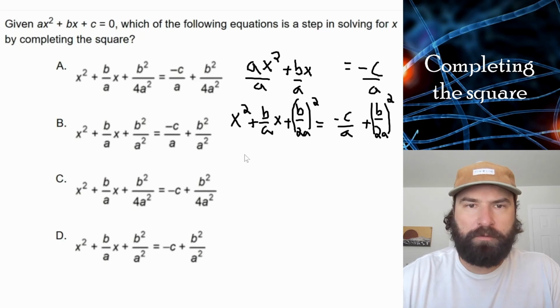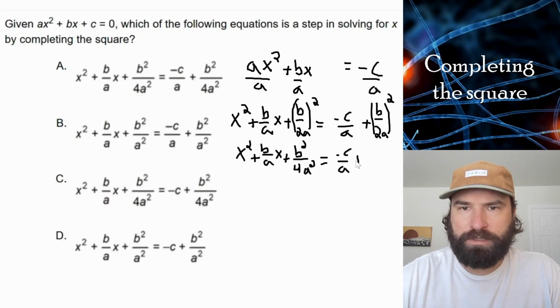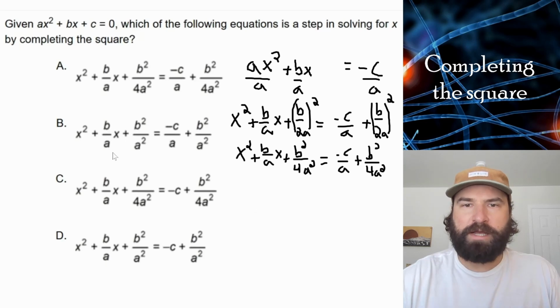When we square that out, we're going to get x squared plus b over a x plus b squared. I'm just distributing the square to the top and the bottom here. b squared goes on top, and then 2a squared would be 4a squared. That's going to equal negative c over a plus this same term after we square it, so it's b squared over 4a squared. If we take a look at our answers, that matches answer A exactly. So the answer to this one is answer A.